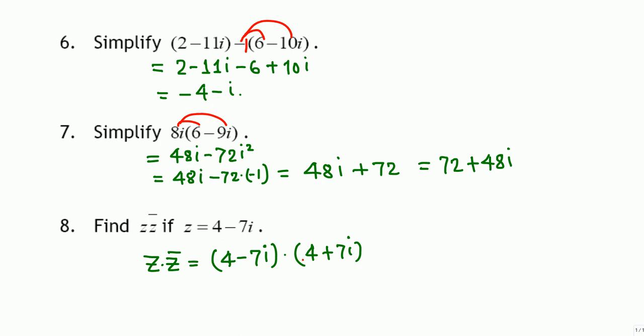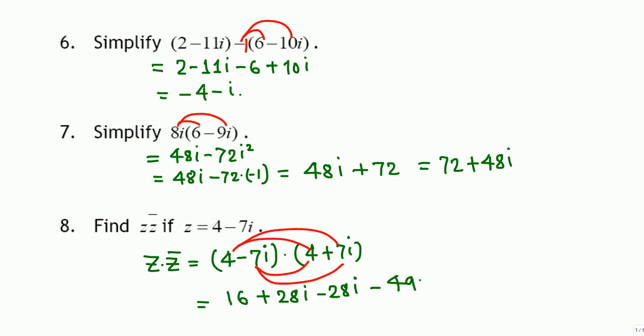Now we need to multiply, just FOIL, distribute. 4 to 4 and 7i, negative 7i to 4 and 7i. So we get 4 times 4, 16. 4 times 7i, 28i, minus 7i times 4, minus 28i, minus 7 times 7, minus 49i squared.